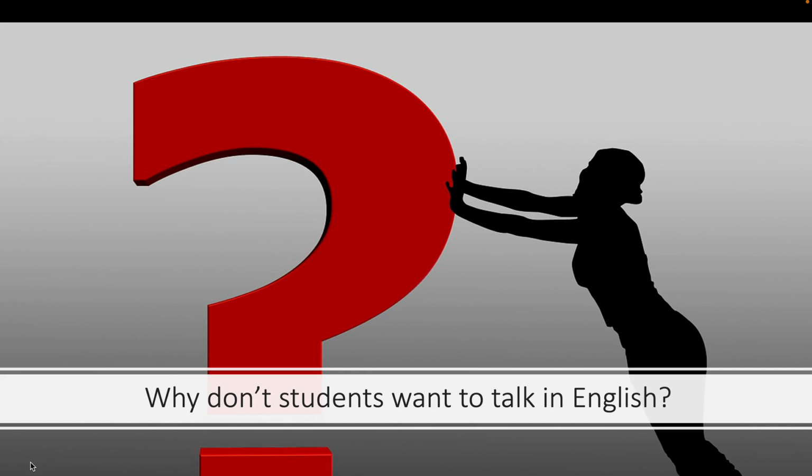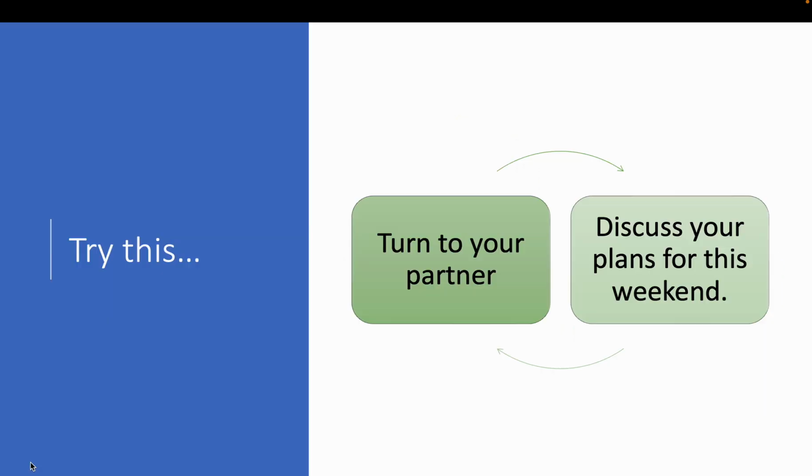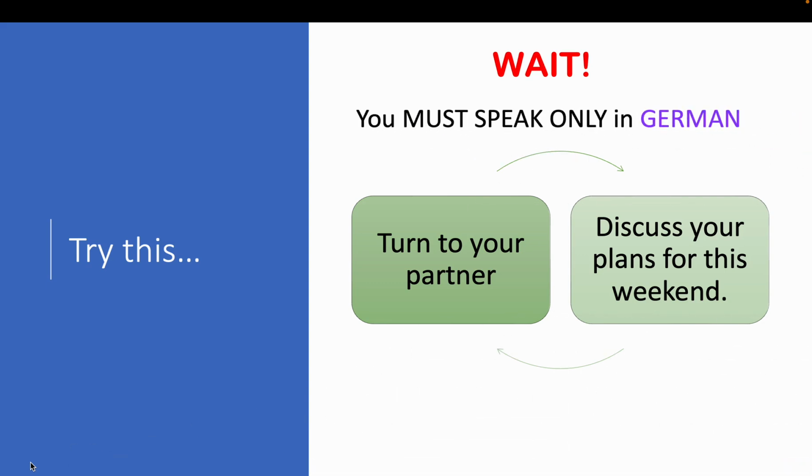Well, let's think about it. Put yourself for a second in your student's place. Now imagine that your teacher said to you to turn to your partner and discuss your plans for the weekend. Okay, no problem, right? You can tell them what you want to do this weekend. Oh, wait, just a second. You can only speak in German or Spanish or Japanese or Arabic. Go ahead. What, you can't do it? What's the problem? What do you need? Why aren't you speaking in German?